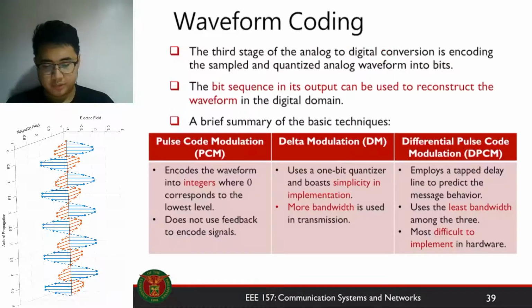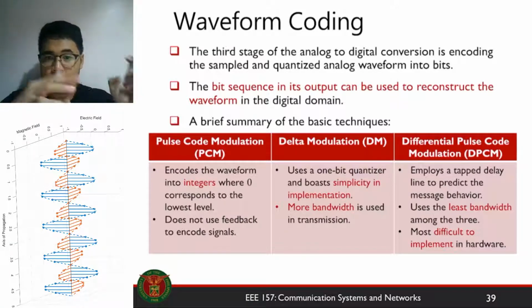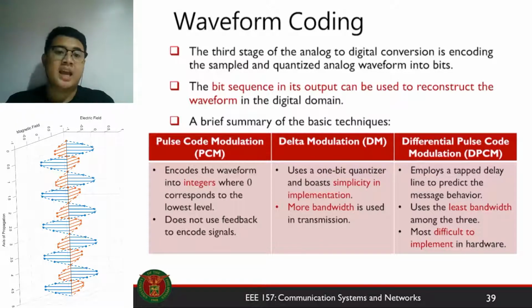So, without further ado, what is encoding or waveform coding? This is the third stage of your analog to digital conversion. So we have a sampled and quantized analog waveform. We want to represent it into bits, and we can now store it in a computer. Okay, the bit sequence and its output can be used to reconstruct the waveform in the digital domain.